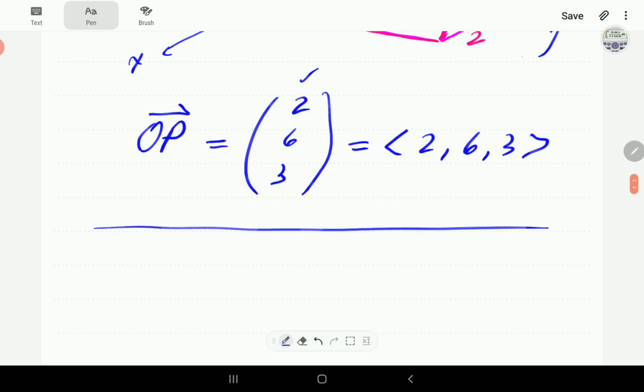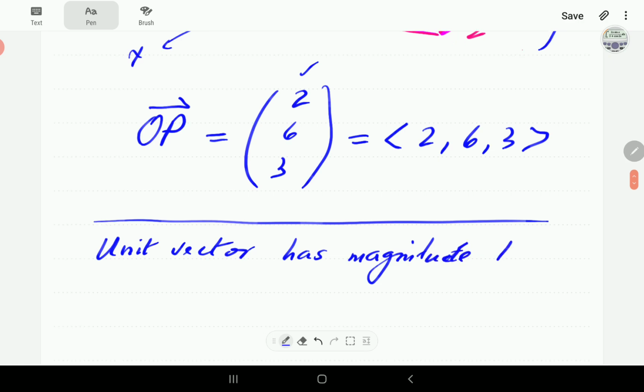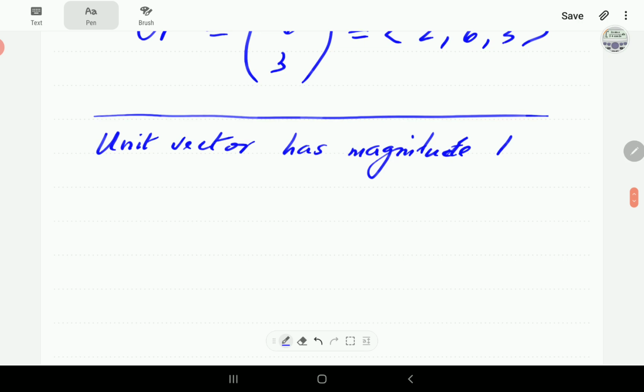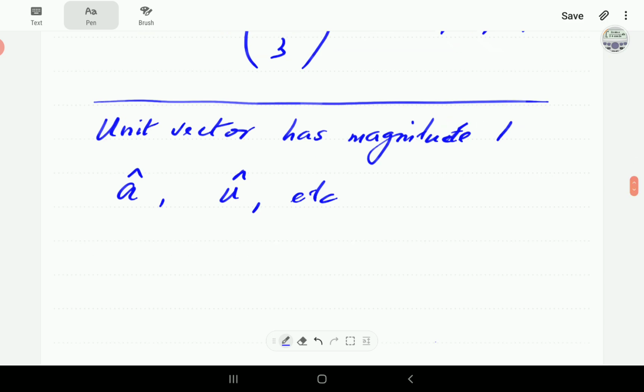Now, before we do that, let's talk about unit vectors. A unit vector is a vector that has got magnitude 1. Unit vectors are denoted with a hat. So A-hat, for instance, is a unit vector, or U-hat, etc. Once you see the hat there, then you know that the length of that vector is 1.